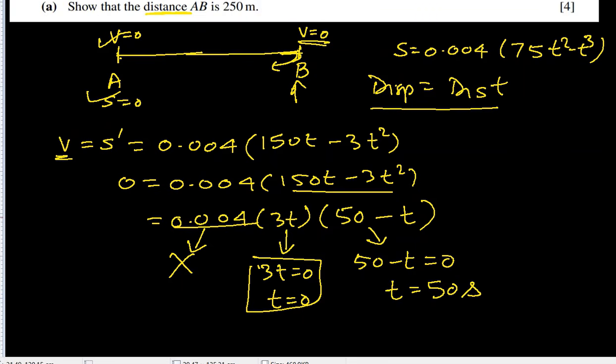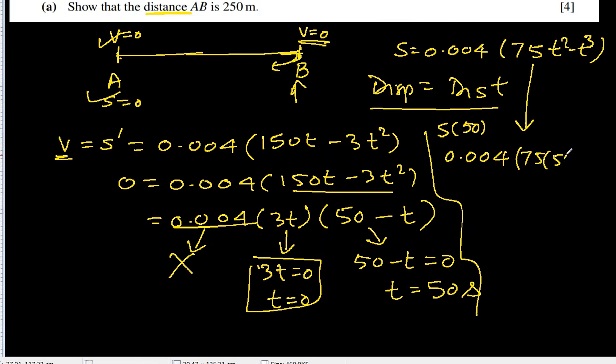This is the one which is useful, and we'll just substitute this 50 into this equation, and we should get our distance or displacement. So it will be 0.004. We can write here s at 50 seconds: 75 times 50 square minus 50 cube. Okay, so that becomes, let me use my calculator to find this.